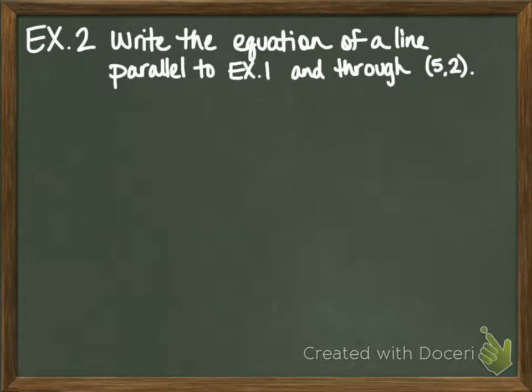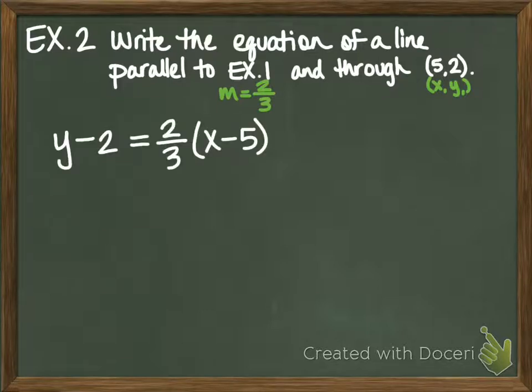Okay, number 2 wants me to write the equation of a line that's parallel to number 1 and goes through the point (5, 2). If it's parallel to example 1, then its slope is also going to be 2/3. And (5, 2) is going to be our x1, y1. So we're going to plug into the same formula. y minus 2 equals 2/3 times x minus 5.